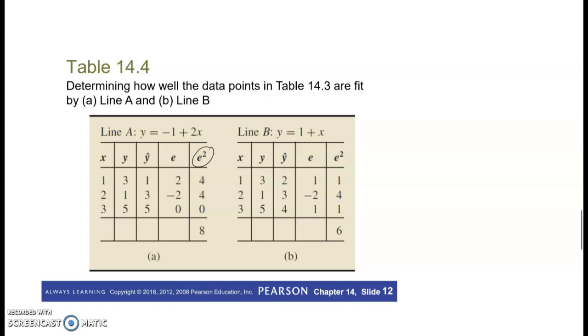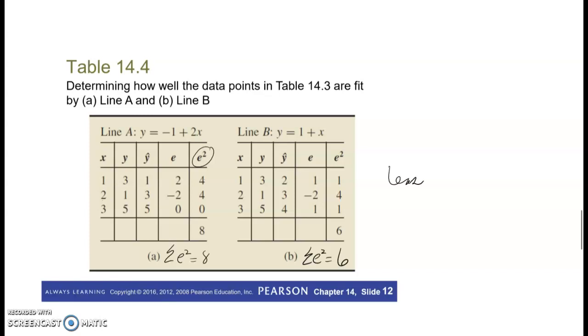If we do the same thing for line B, we get a different set of values for y hat because we had a different equation. Our y values are the same because that's our raw data, but because we're using a different equation, we get different y hat values. So therefore we get different errors. We square those errors, and then the sum of the errors squared for equation A was 8. The sum of the errors squared for line B is 6.